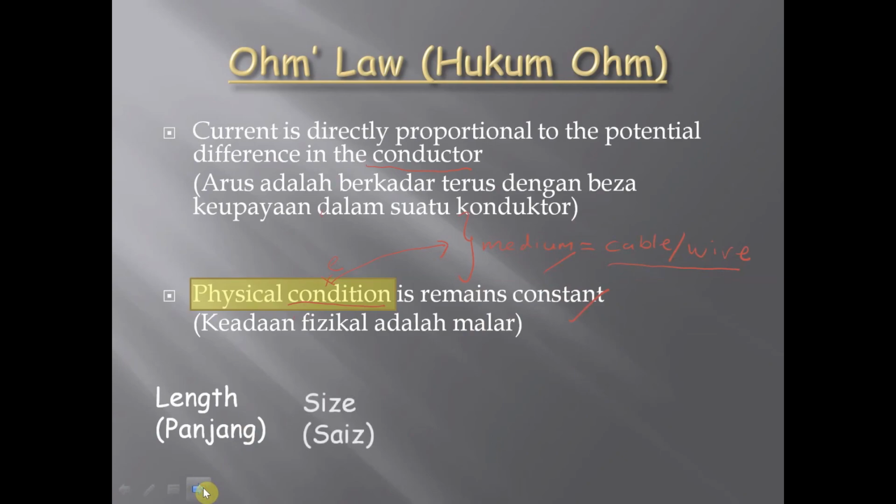So, length must be constant. Number 2, dia kata size must be constant. Maksudnya apa? Ketebalan kabel mesti sama. Maksud dia, kabel itu tak boleh memanjang, dia tak boleh berkembang. Maybe you say, sir, apabila cuaca panas, kabel memanjang kan? No. Di sini maksudnya, kabel sendiri tak akan memanjang, kabel sendiri tak akan membesar. The cable itself will not get longer, it will not get bigger. It will be the same. Of course, you may say, of course must be the same. Yeah, it is. But Ohm is the first person to say that. So you got the name.